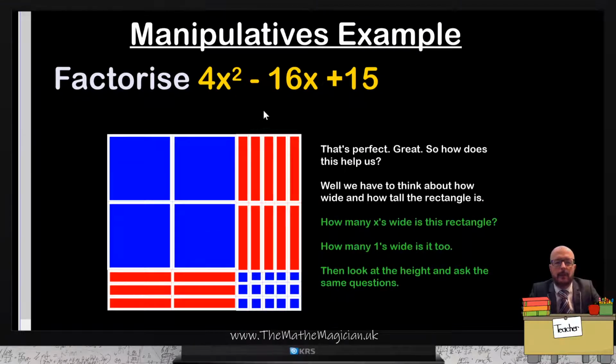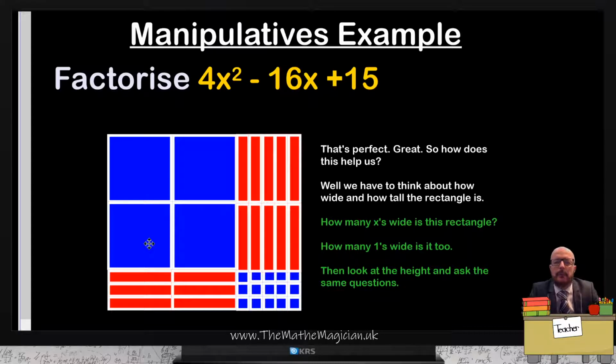Okay, this is a perfect rectangle. Let's see whether we've got everything in. Well, we've got an x squared, an x squared, an x squared, an x squared. So we've got 4x squared. Good. We've got 1, 2, 3, 4, 5 negative x's, 10 negative x's, 11, 12, 13, 14, 15, 16 negative x's. That's great. We've got 1, 2, 3, 4, 5 ones, 10 ones, 15 ones. That's everything we wanted to include. So this is a perfect diagram to represent 4x squared minus 16x plus 15.